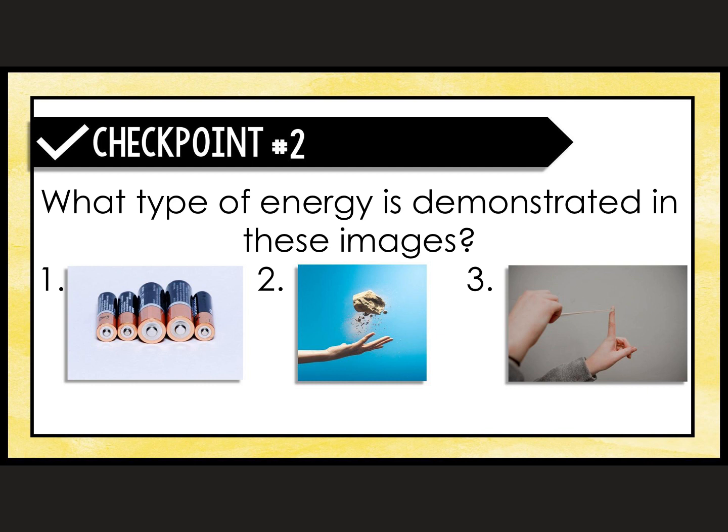Please pause the video and answer this question. So, batteries have chemicals inside of them that store the energy. Therefore, batteries are an example of chemical energy. By tossing the rock in the air, you are increasing its height, which increases the gravitational potential energy. Since the rubber band is being pulled back and stretched, that is elastic potential energy.